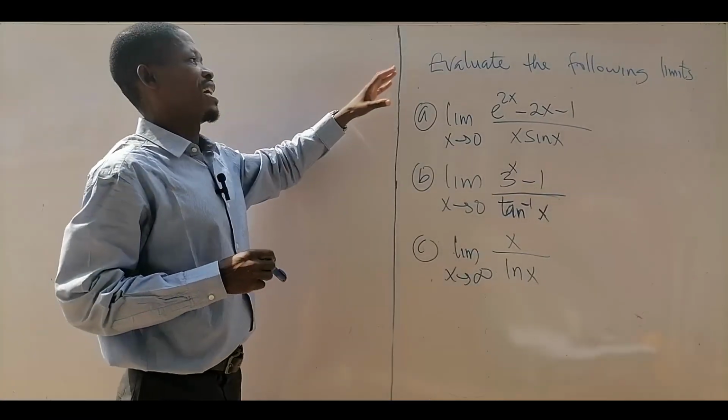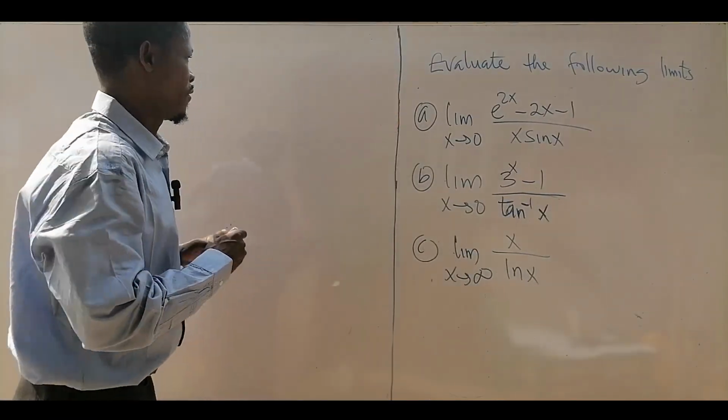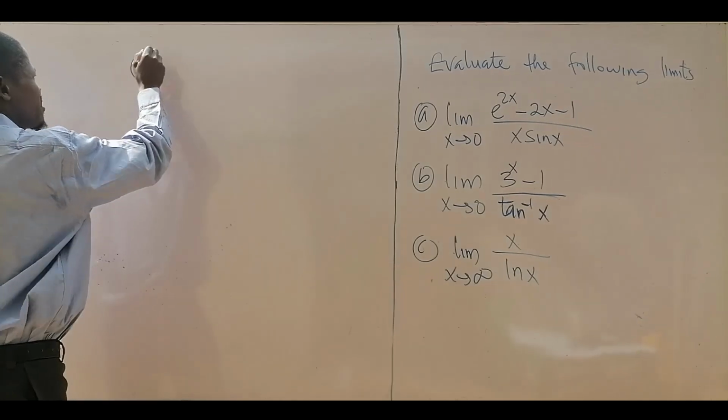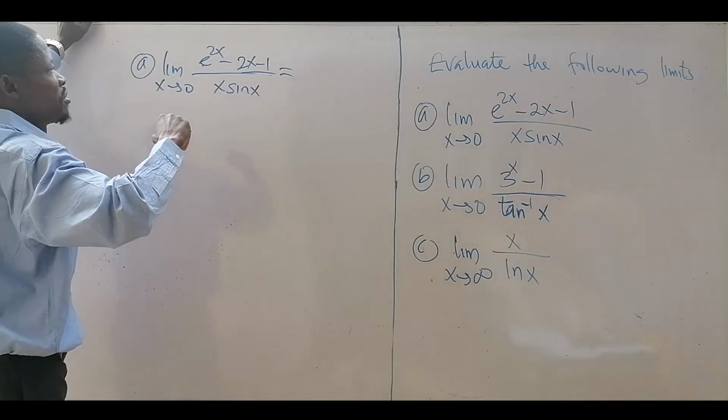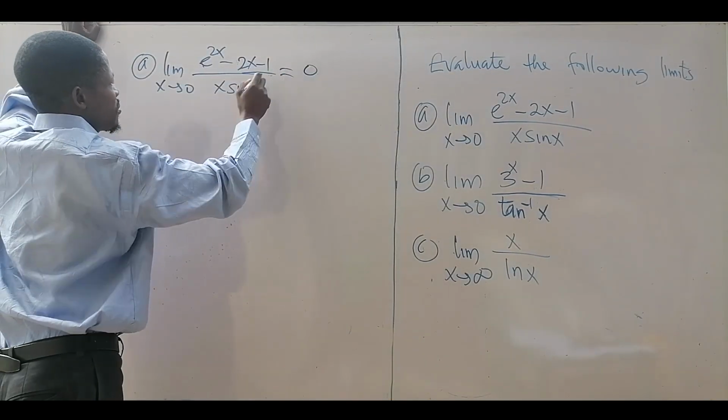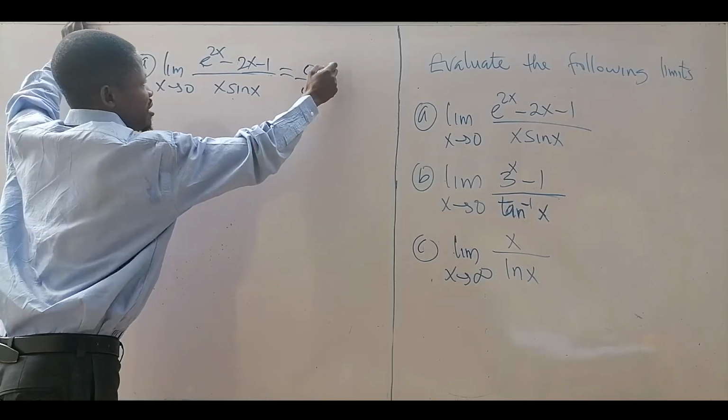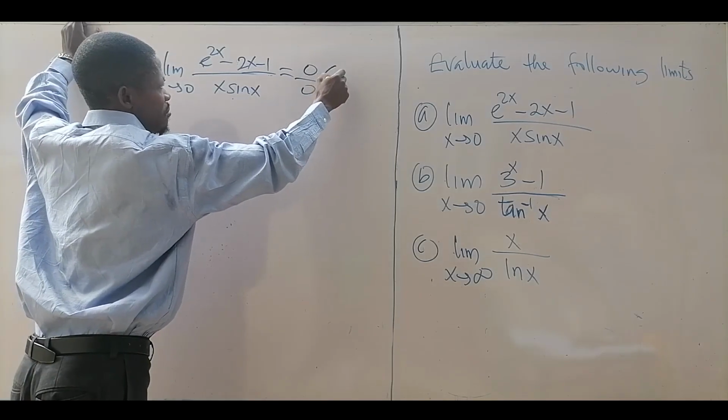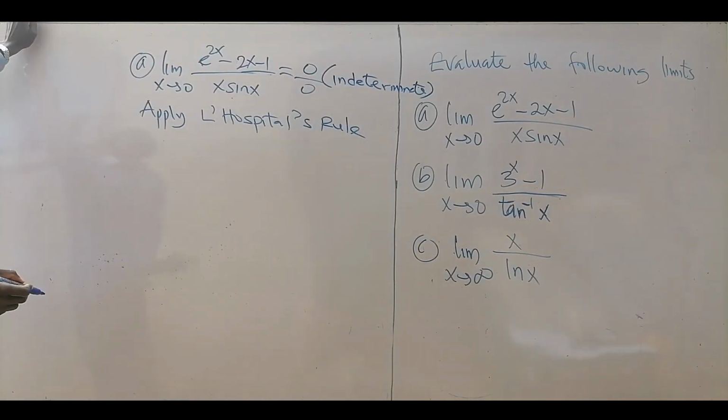Evaluate the following limits. The first one, the a part. So do your direct substitution. If you do that, you're going to have 0. Here also you have 0. So this is called indeterminate.